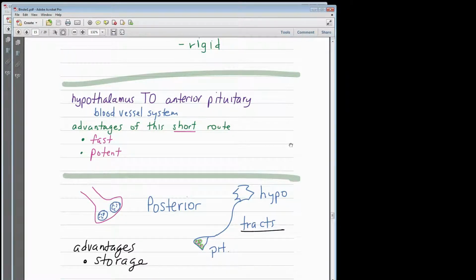Posterior pituitary hormones, oxytocin and ADH, antidiuretic hormone, are synthesized in the cell bodies of the neurons in the hypothalamus, which are then transported through the axons to the axon terminals in the posterior pituitary. See, hypothalamus produced, transported to the terminal, released at the terminal into the posterior pituitary gland.